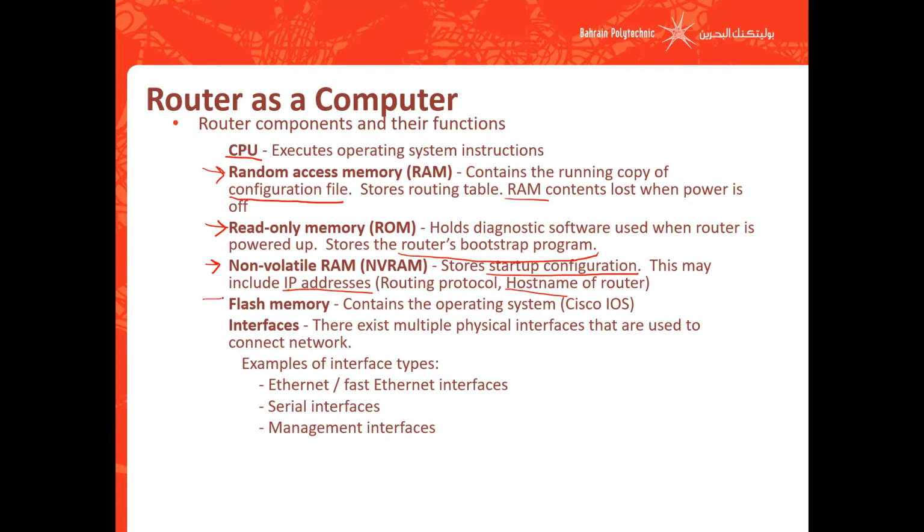Then we have flash memory, which basically contains the operating system of the router. And then lastly, we have interfaces. Interfaces, again, nothing but ports, okay? There are multiple interfaces that are present on a router. Some of them have all these interfaces. Some of them have few of these. It depends. So one of them is Ethernet or fast Ethernet interfaces. The second one is serial, and then there are management interfaces. We will look at all of these in detail.